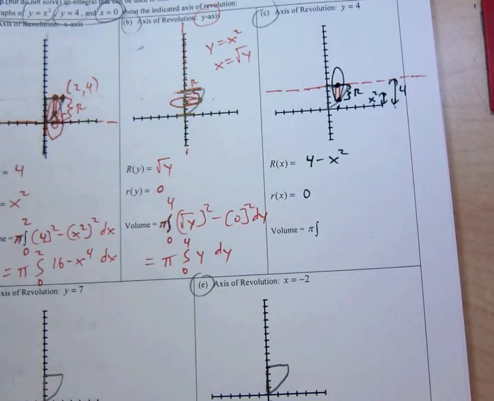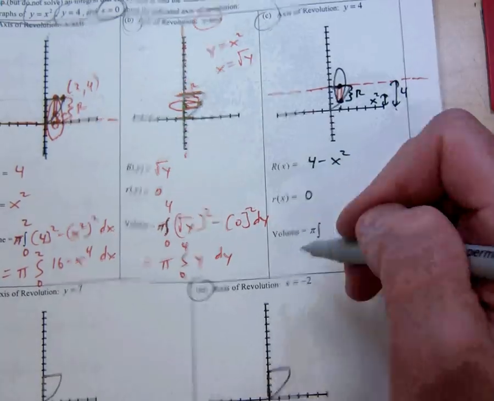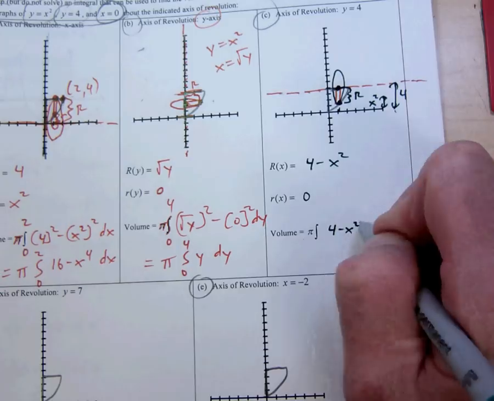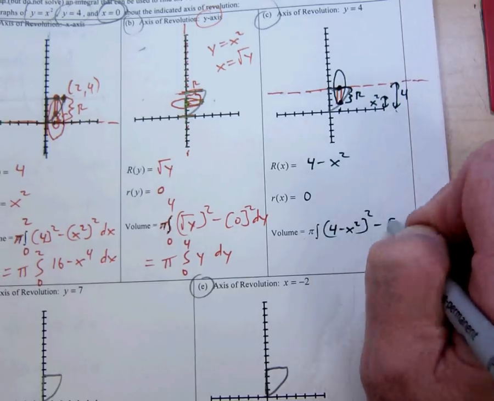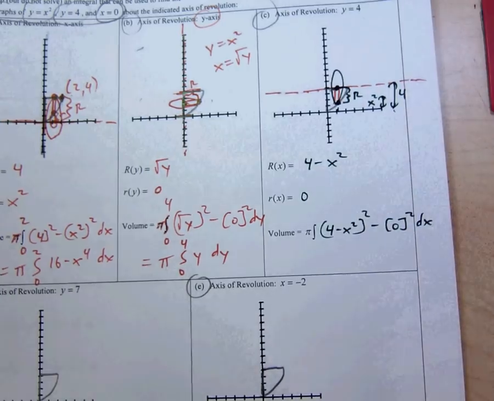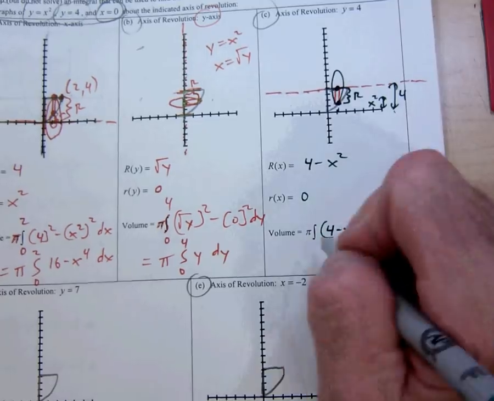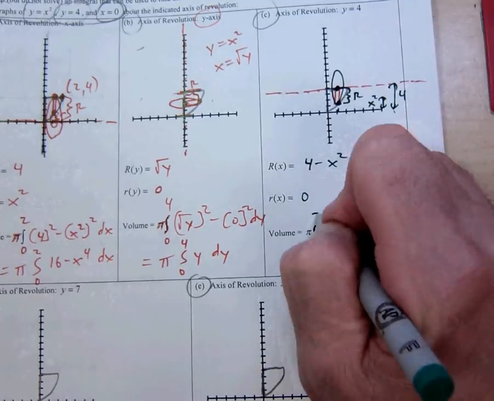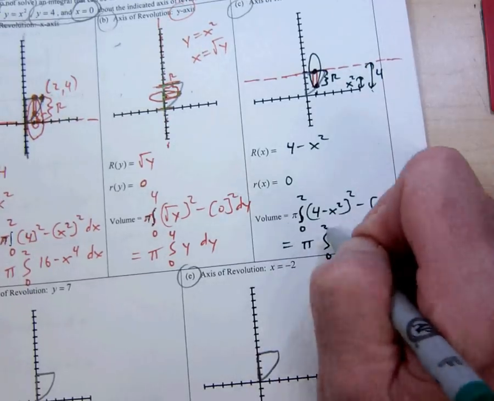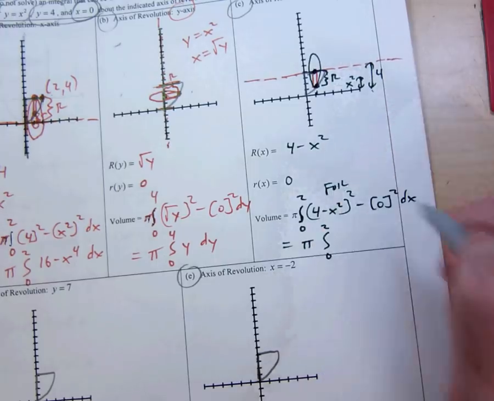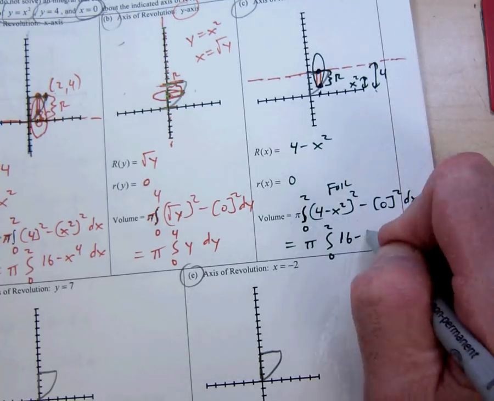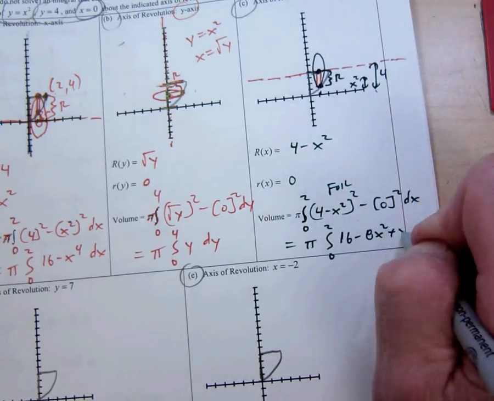Okay, and so now let's set it up. So again, it's going to be pi times the antiderivative of your big R squared minus your little r squared dx from what x to what x? Come on. 0 to 2. Okay, I'll go one more step to clean up this mess. By the way, here you're going to have to FOIL, aren't you? Because U substitution is not going to work. So FOIL there, and you get 16 minus 8x squared plus x to the 4th, don't you?